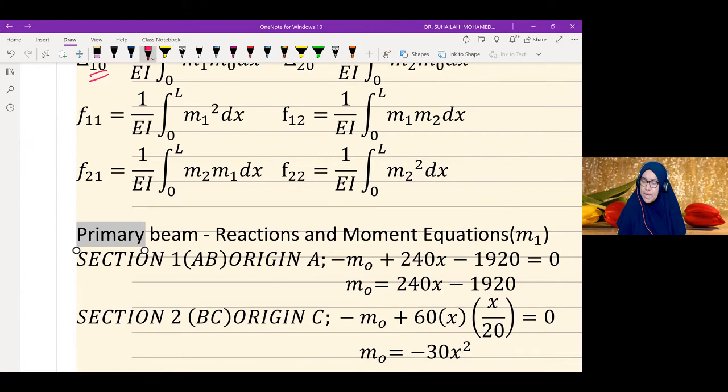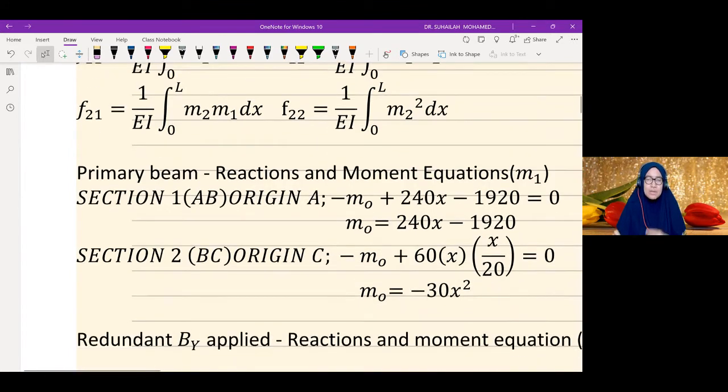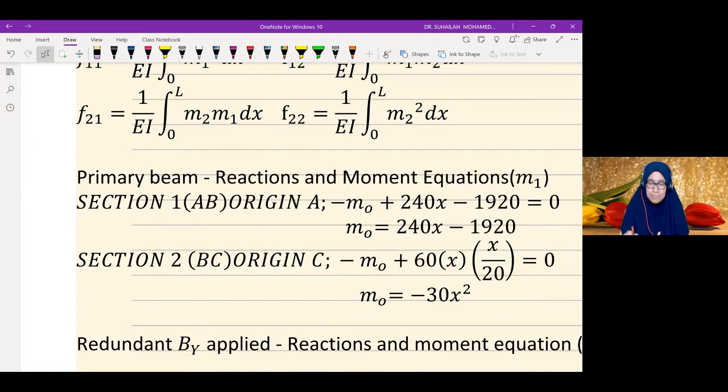Okay, so we have 3 systems. The first system is primary beam. So in primary beam, I put wrong label here. This is M naught actually. Okay, this is M naught. Okay, we have primary beam, we have redundant 1, we have redundant 2. 3 system, primary beam, redundant 1, redundant 2.